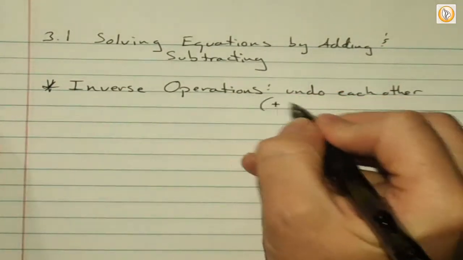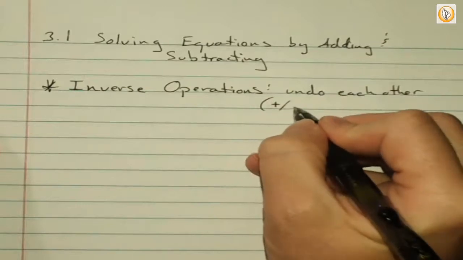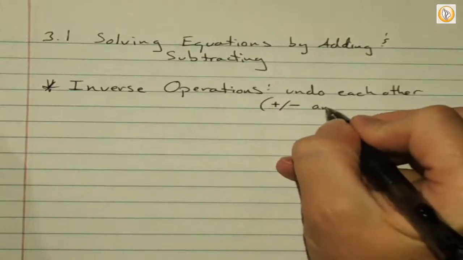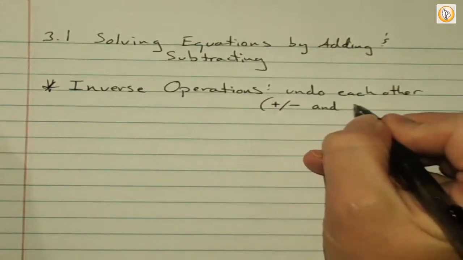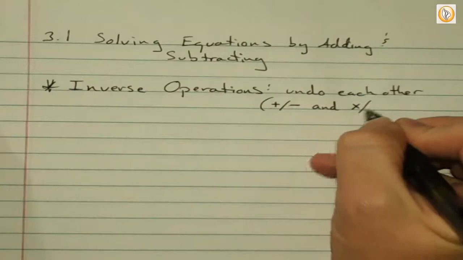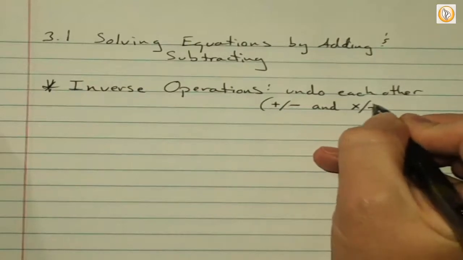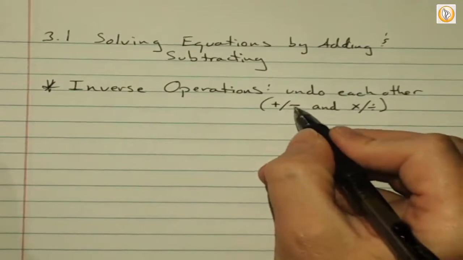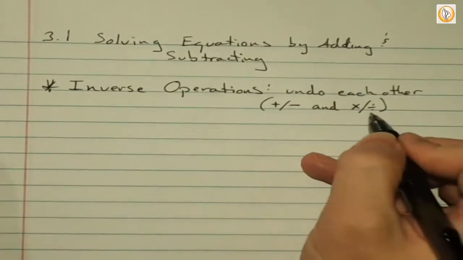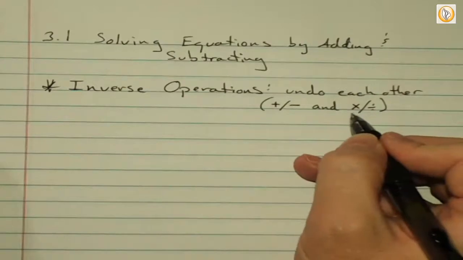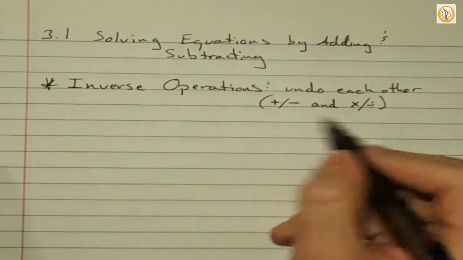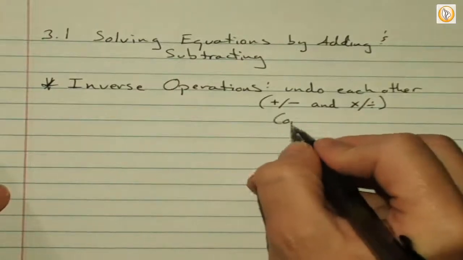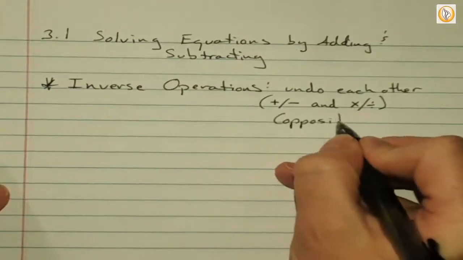If it's adding, what's the opposite of adding? Subtracting. If it's multiplication, the opposite is division. And the same if it's subtracting, the opposite is addition. If it's division, the opposite is multiplication. You need to remember this. Inverse means the opposites. So I'm going to even write opposites.